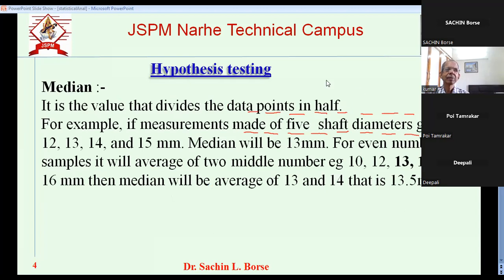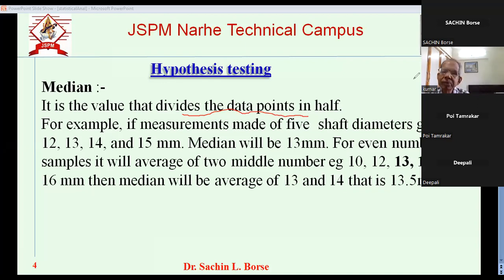Now we move to the median. What is it? It is similar to the mean, but it is not actually the mean. In the median, we divide the data points in half and we pick the middle number. Generally, we arrange the numbers in ascending or descending order. Let us say we arrange the numbers in ascending order and then divide the data into two half portions. The middle number we pick.